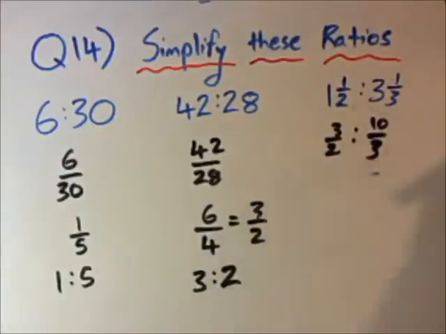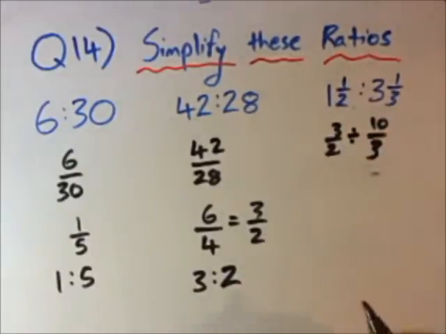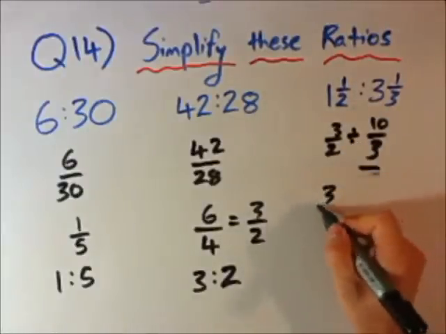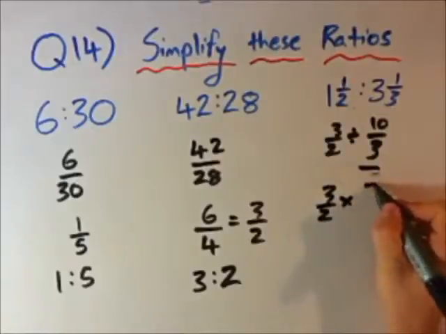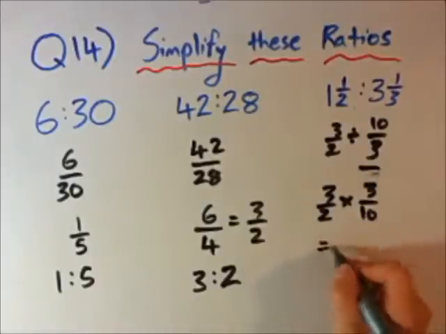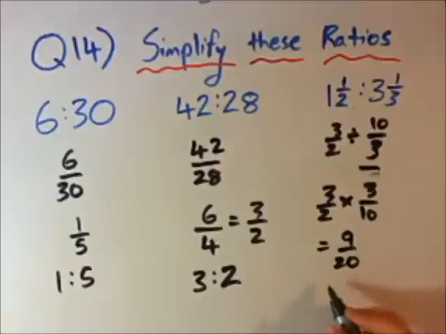Instead of writing this ratio sign, I'm just going to write a divide sign. And now I can flip the second fraction and change the sign to multiplication. There we go. I can now multiply the top, 9 over 20. Now, is this in simplest form? Well, yes it is. So now I can write this as 9 to 20. This is a simplified ratio of this.